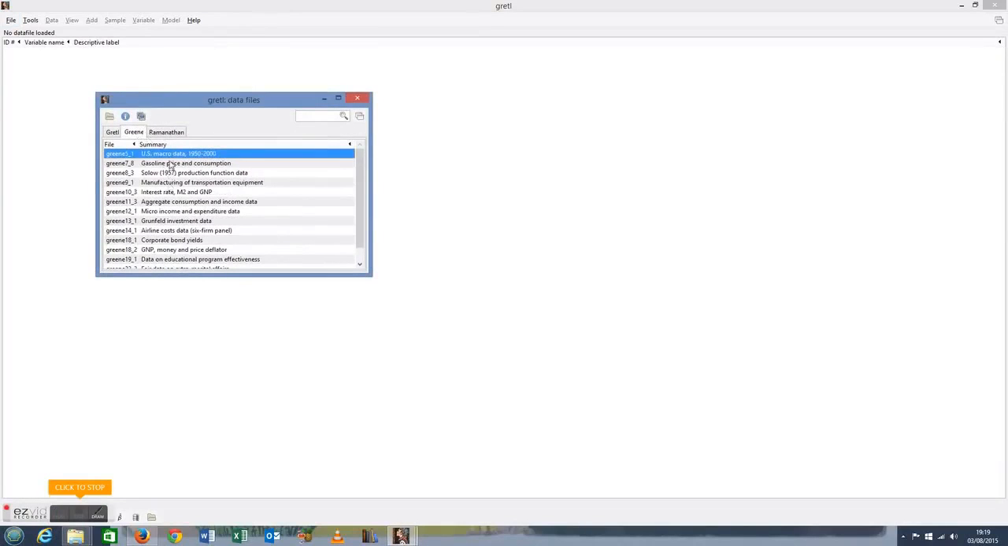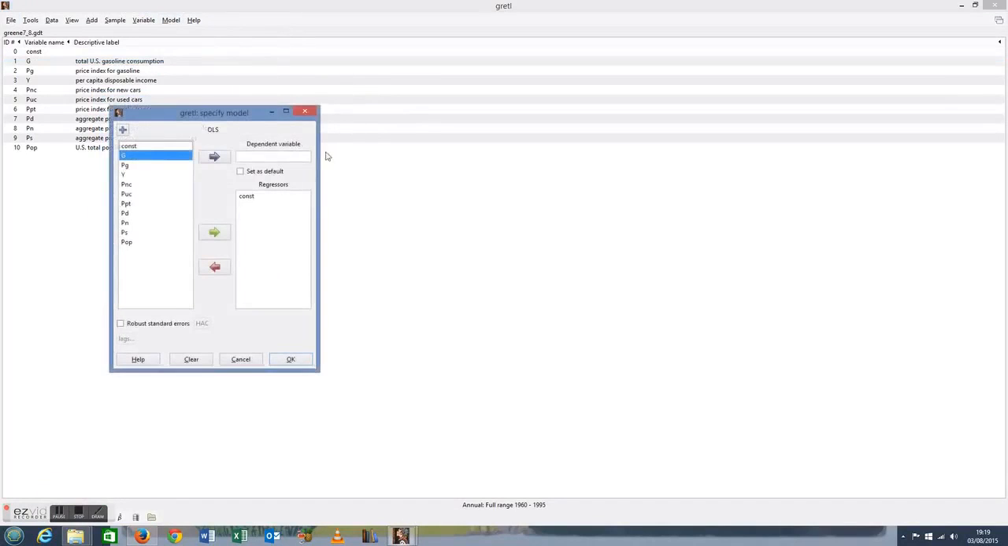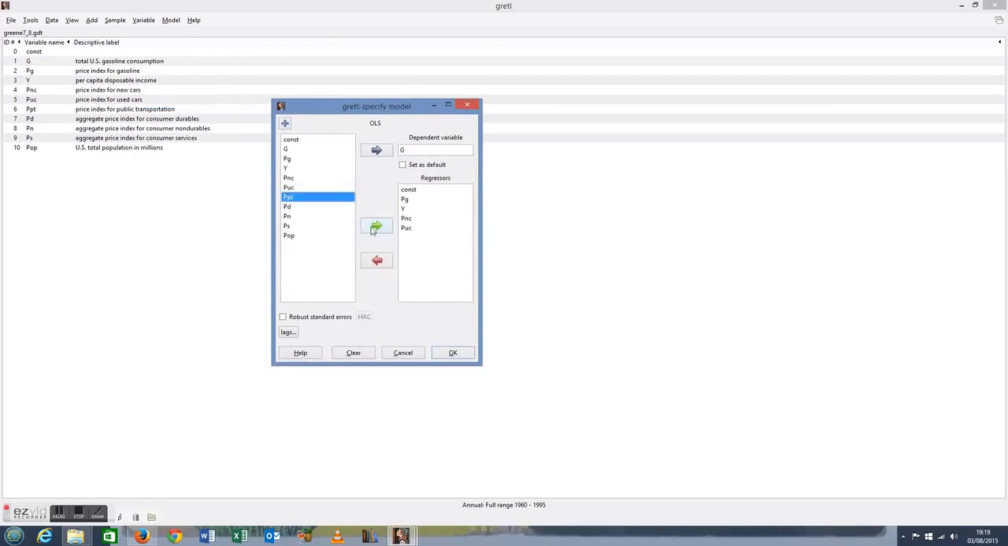Okay, let's run a simple demand system. We're going to say that the quantity demanded is a function of the price of the good, income, disposable income here, price of complements, cars, and the price of a substitute, transportation.